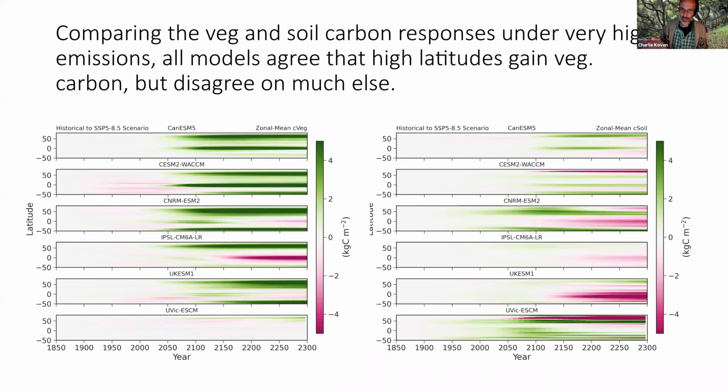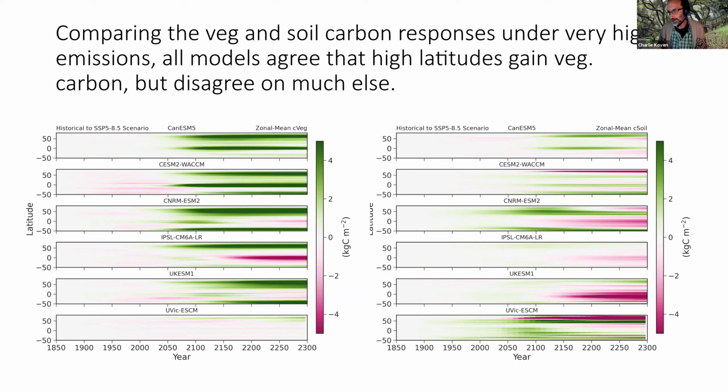And the high emissions, sorry, I was using the wrong words. Under the high emission scenario, all of the models show this uptake of the vegetation to high latitudes, whereas some models show pretty substantial loss of carbon from vegetation in the tropics, whereas others show a pretty strong uptake of carbon in the tropics. And again, after 2100, the land use dynamics are fairly muted. So most of what you see in these long-term scenarios is the response to climate and CO2.